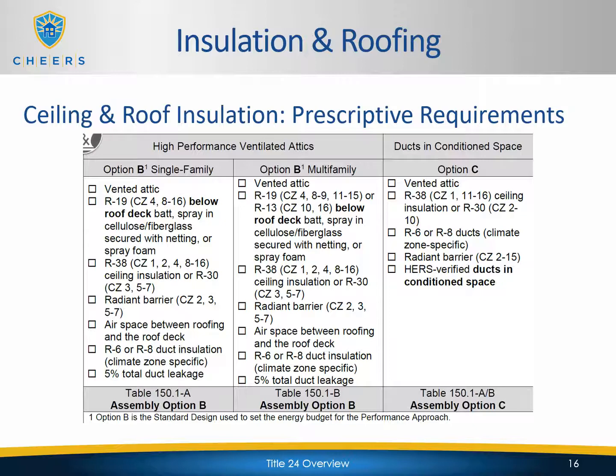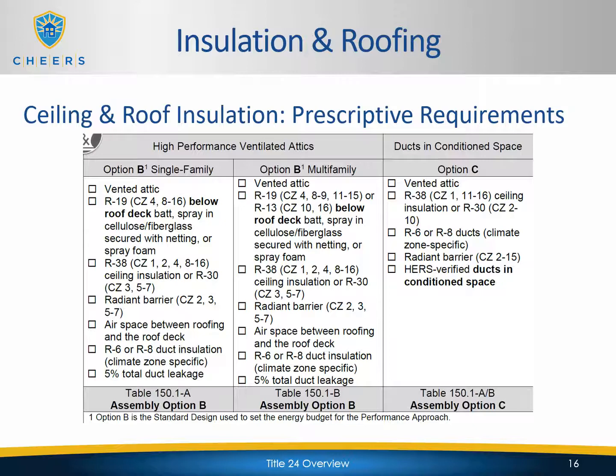can be used. And then we're going to see R38 required in climate zones 1, 2, 4, and 8 through 16. And then R30 in climate zones 3 and 5 through 7, and that's going to be for our ceiling insulation. So it's going to be at the ceiling itself. We are going to require radiant barrier in climate zones 2, 3, and 5 through 7, and those are going to be the climate zones where we saw the R19 below the roof deck. Those were climate zones 4 and 8 through 16. So all the other ones where that below roof deck insulation is not required, a radiant barrier needs to be installed. You can't have both a radiant barrier and below roof deck insulation. They just don't work together. So you're going to have either or.